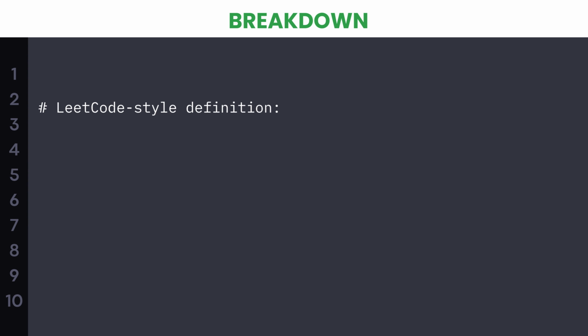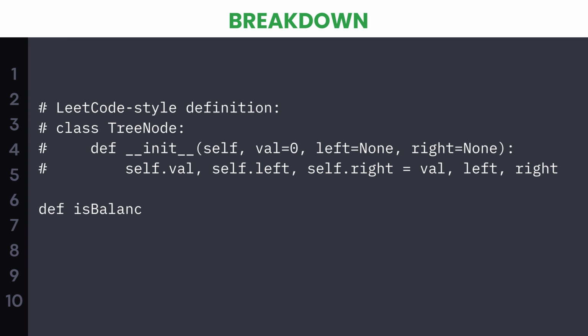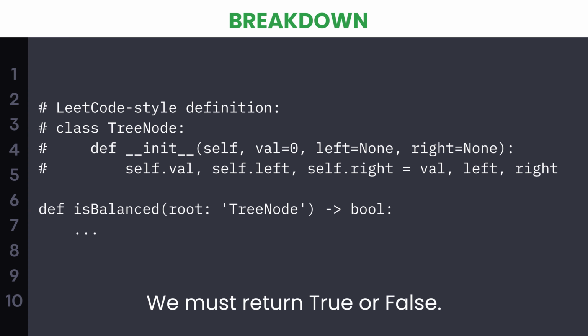We're given a binary tree root. A tree is balanced if, for every node, the absolute difference between the heights of its left and right subtrees is no more than 1. We must return true or false.